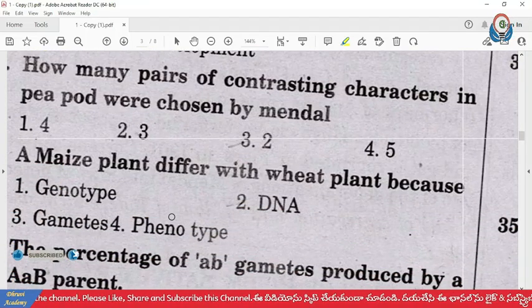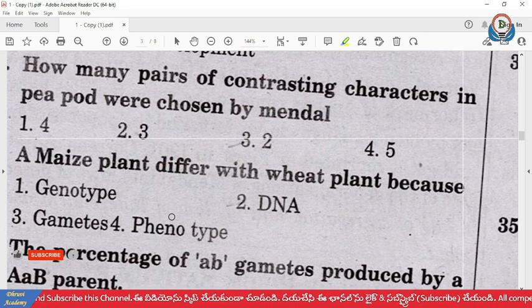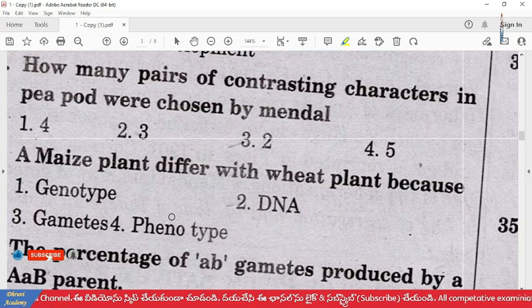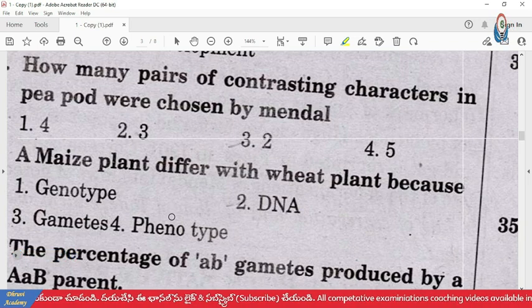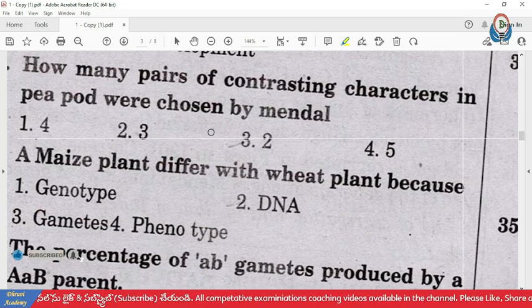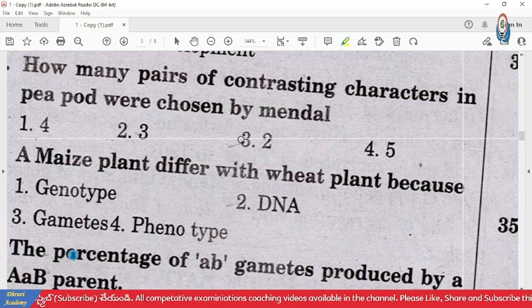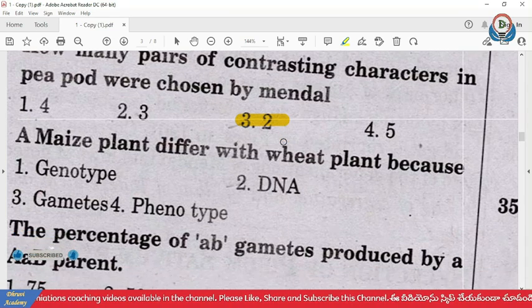Next one. How many pairs of contrasting characters in the pea pod were chosen by Mendel? Is it 1, or the second one 4, the third one 3, the fourth one 2, or the fifth 5? The correct answer is 2. It's shape and color. He chose shape and color, 2 characters.